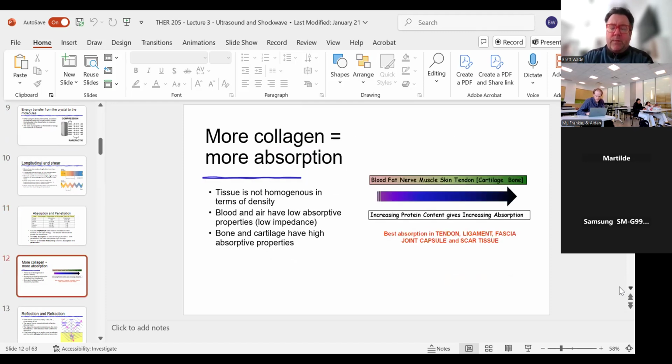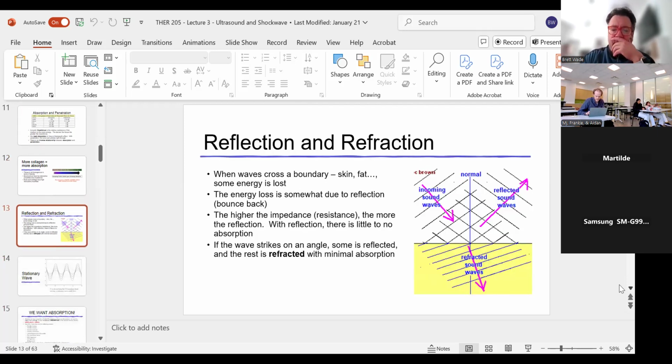More collagen equals more absorption. I don't know if I have that specifically as a question, but it's not bad. I'll double check that by writing that down. Collagen, more absorption. It is more density, so the waves are not going to pass through it so easily, and get absorbed by it. More absorption. Okay. Reflection and refraction.